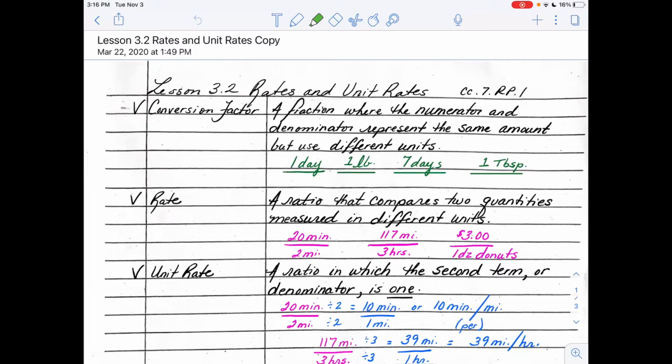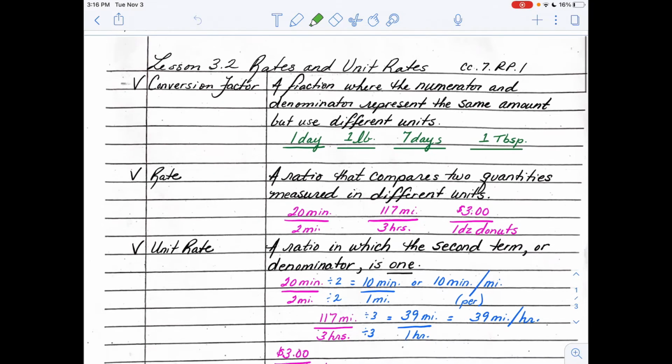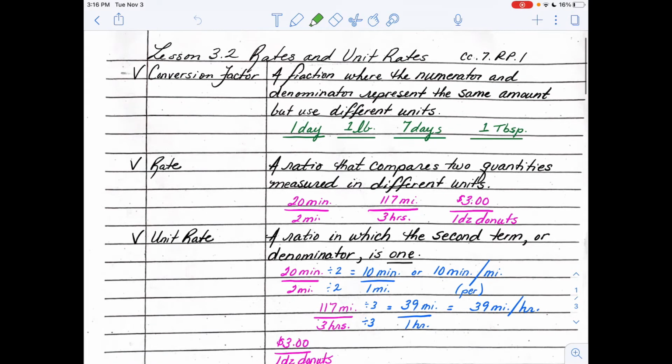Okay, today we're going to be talking about rates and unit rates. We've got about 4 vocabulary words today that we need to work on so we can work effectively with this lesson. The first being conversion factor. Now, a lot of people actually know what they are, but they've never heard that vocabulary word before.